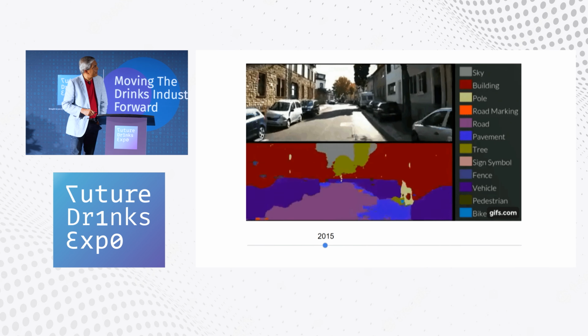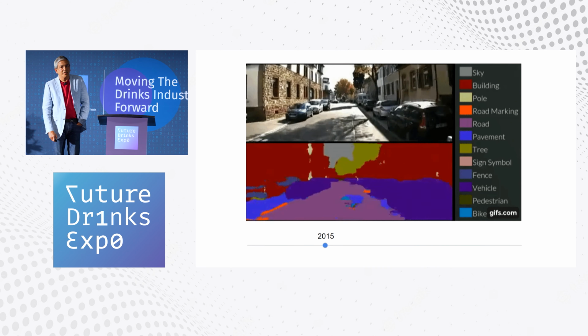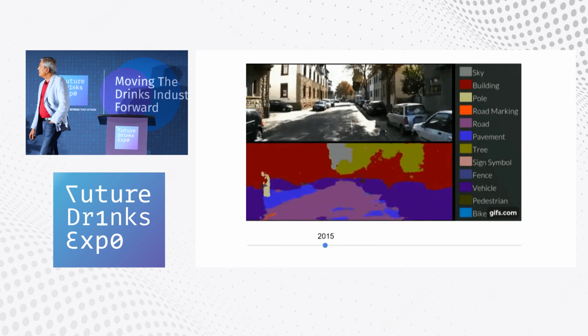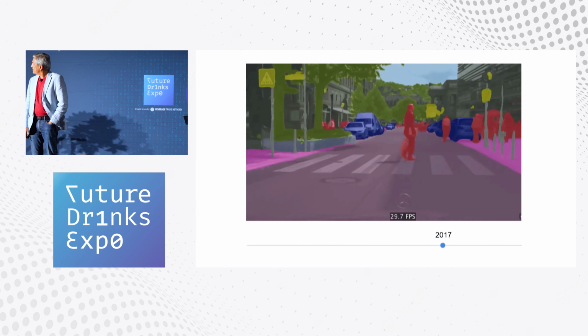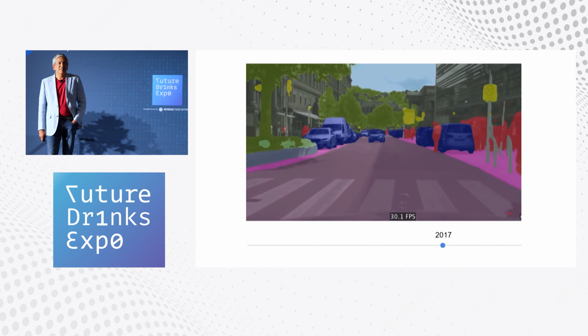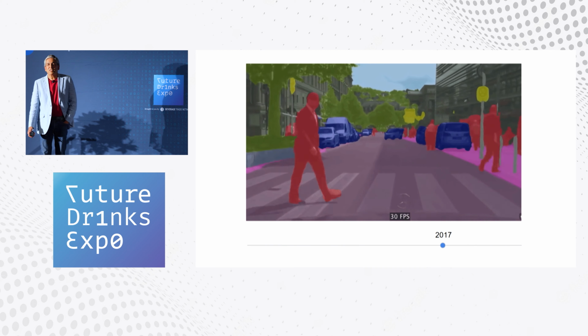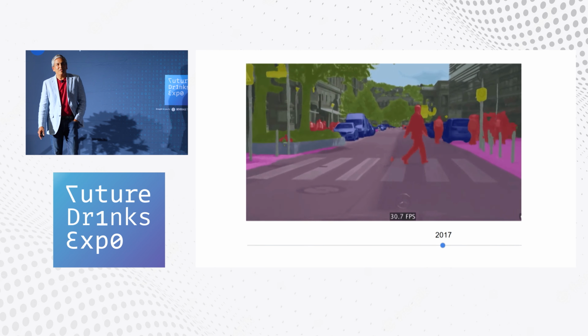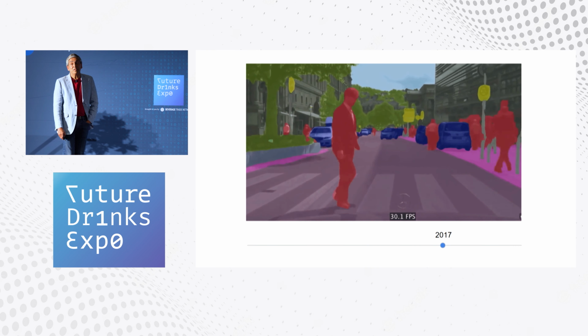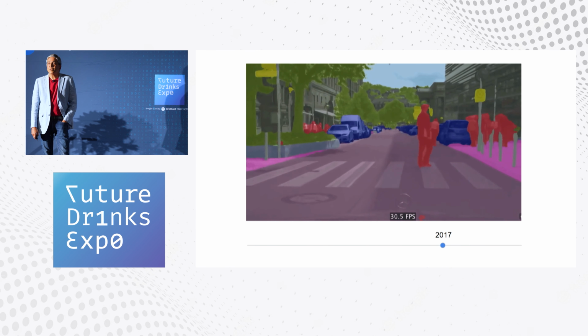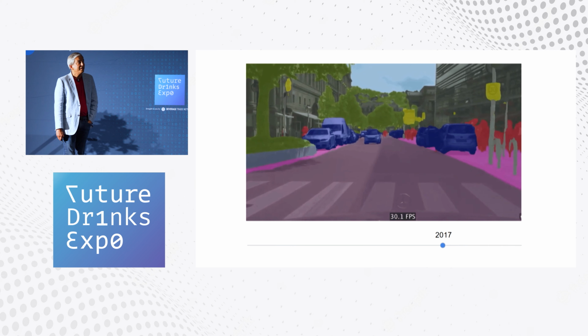On top is the video of the car driving down something. Below is what the car was seeing back then. So I don't know about you, but I'm not getting in that car, right? 2017, it's seeing everything. It's seeing the pedestrians, the pedestrian crossings, the traffic lights, the fire hydrants, the people, everything. And that's 5 years ago. Now it's very, very good.